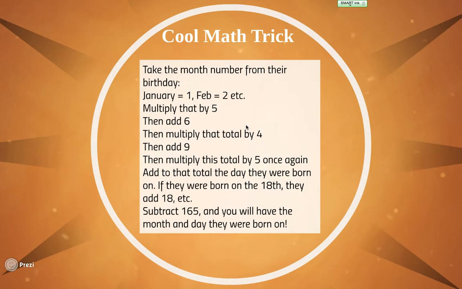All right, so you take the month number from your birthday. For example, I was born in November, so I would take the number 11. Then you multiply that by 5, add 6, multiply that total by 4, then add 9, then multiply this total by 5 once again. And then to the total, you're going to add the day that you were born. For example, I was born on the 25th, so I would add 25 to whatever total that I had. Then you subtract 165, and your answer should be the month and day you were born.